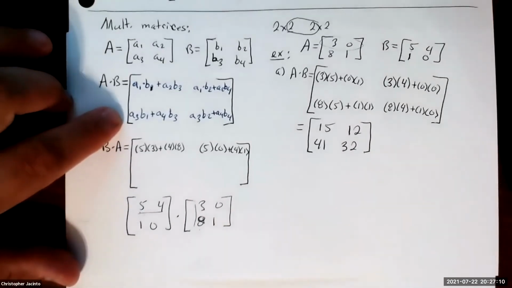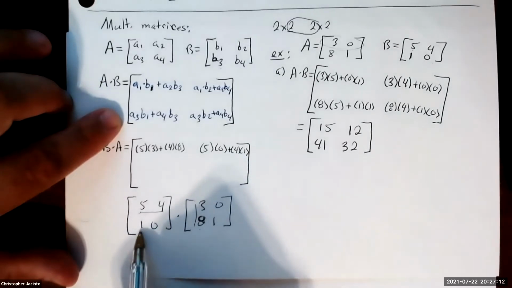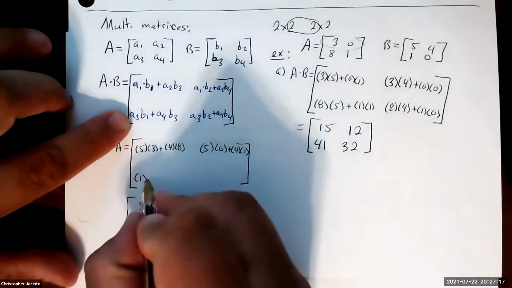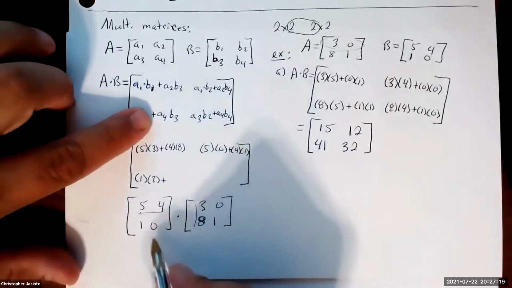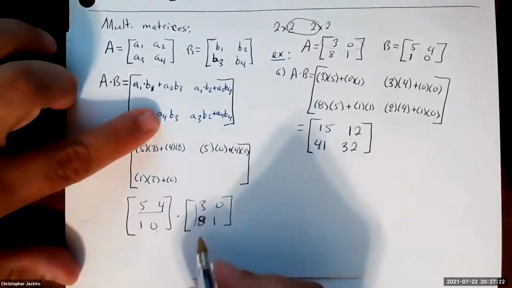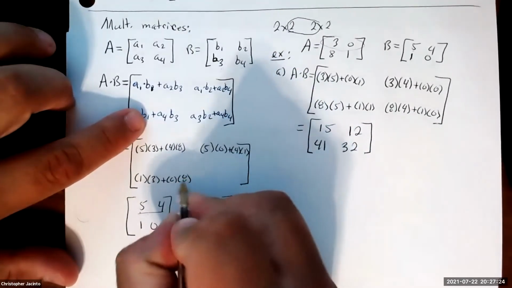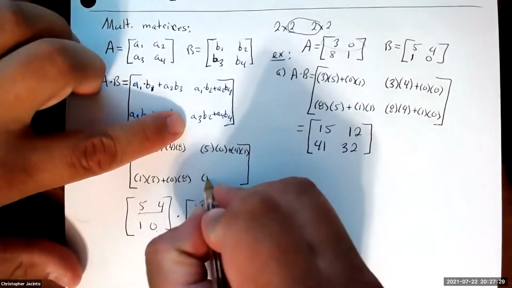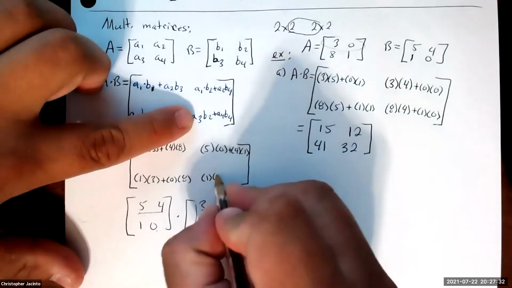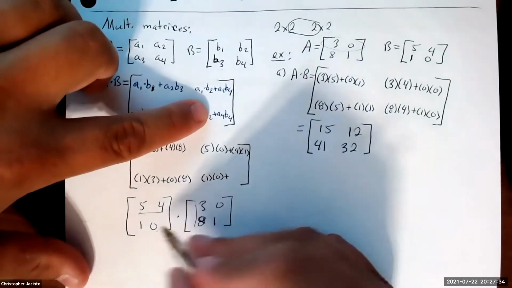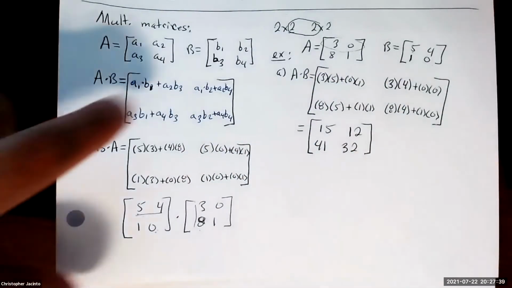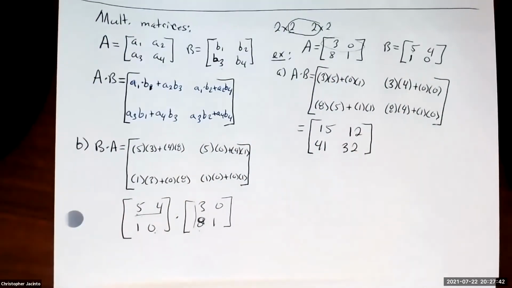So if you're wondering, we're right here now. So it's going to be these two numbers. So 1 times 3 plus 0 times 8. And then lastly, 1 times 0 plus 0 times 1. Right, so as long as you just follow it, you'll be perfectly fine. It really doesn't matter what A and B is, as long as you just follow the matrices. You should be good.